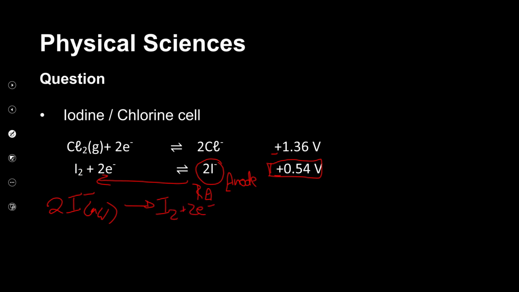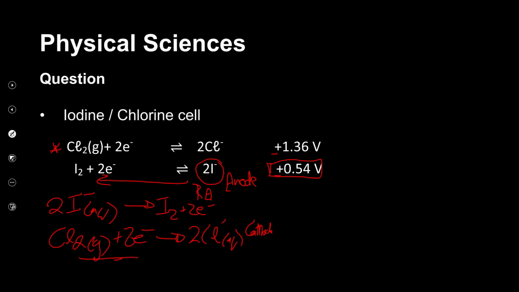And then what's going to happen in the chlorine gas? This, notice, is a gas electrode, so the chlorine is going to gain the electrons, and so chlorine is going to gain electrons to form the chloride ion, which is aqueous. Notice that that's a reduction reaction, so this is the cathode.